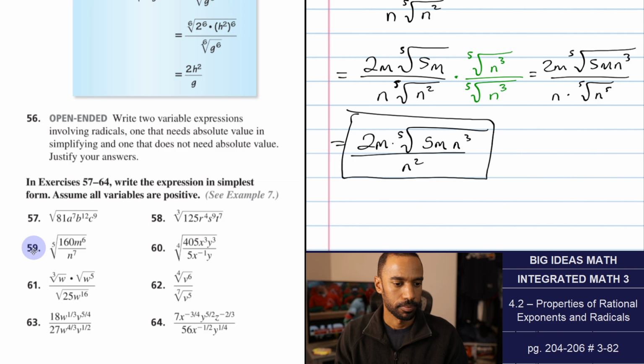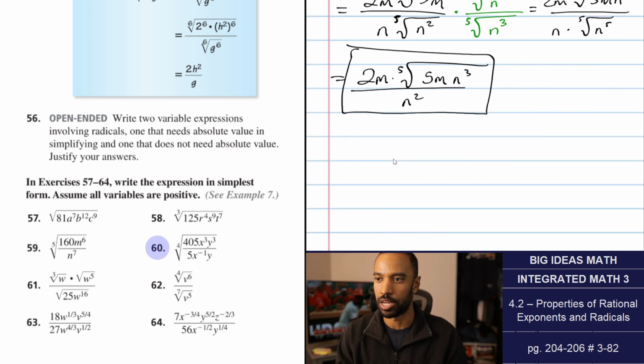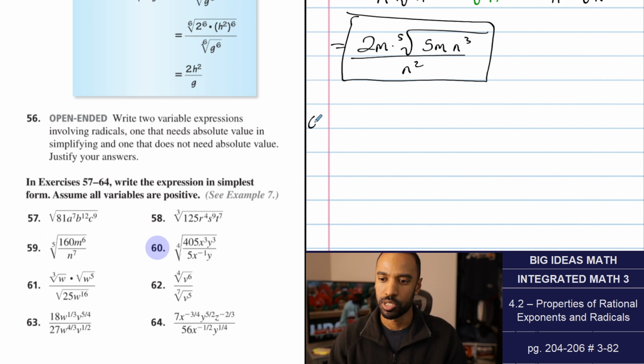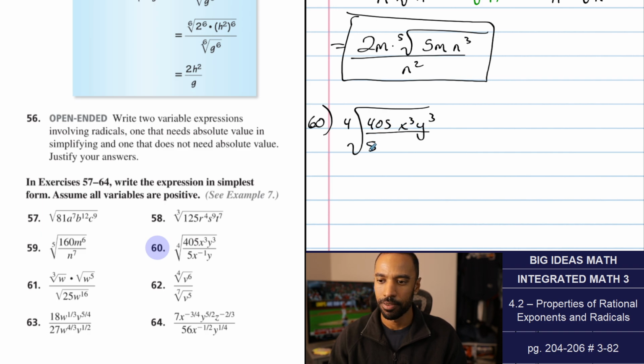Number 60. Probably more of the same to do. Let's take a look. Well, actually, this one might clean up a little bit more than you think. Number 60 doesn't look like just a direct copy of number 59. We have the fourth root of 405x cubed y cubed divided by 5 times x to the negative first times y. This one actually is a little bit helpful here.